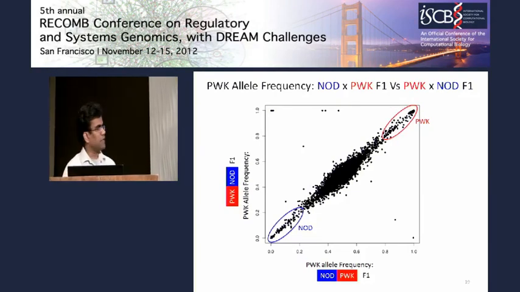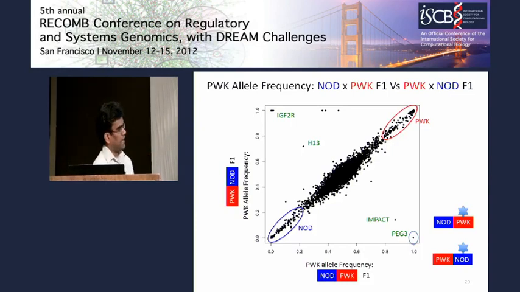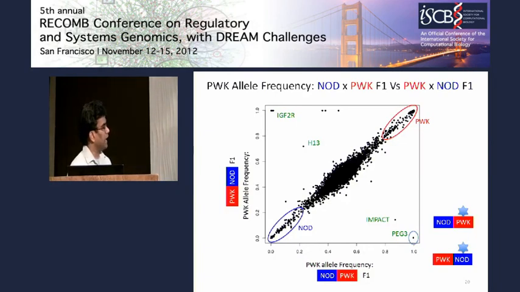But what is more interesting is that you also have anti-diagonal elements, just very few of them, which show parent of origin effect. For example, let's take this gene, PEG3. What it shows is that this gene has a PWK allele frequency close to 1 in the NOD PWK F1 mice, suggesting that this PWK allele is preferentially expressed for this gene in the NOD PWK F1 mice. But if you look at the same gene in the PWK NOD F1 mice, you can see that the PWK allele frequency is 0, suggesting that the NOD allele is preferentially expressed.